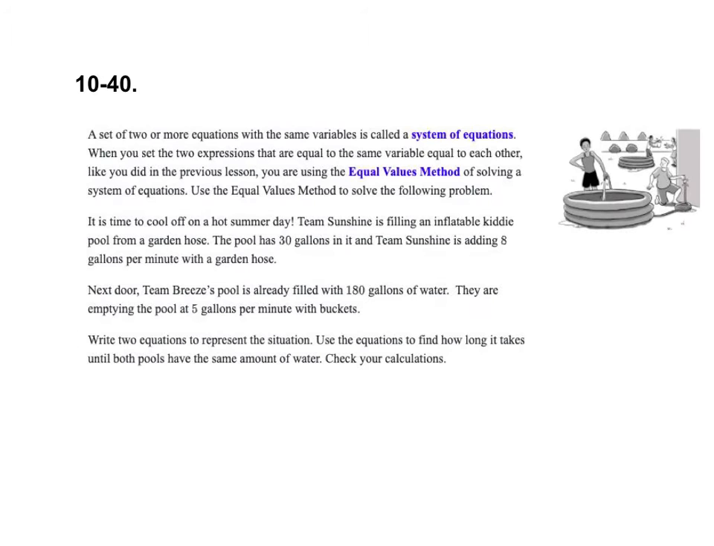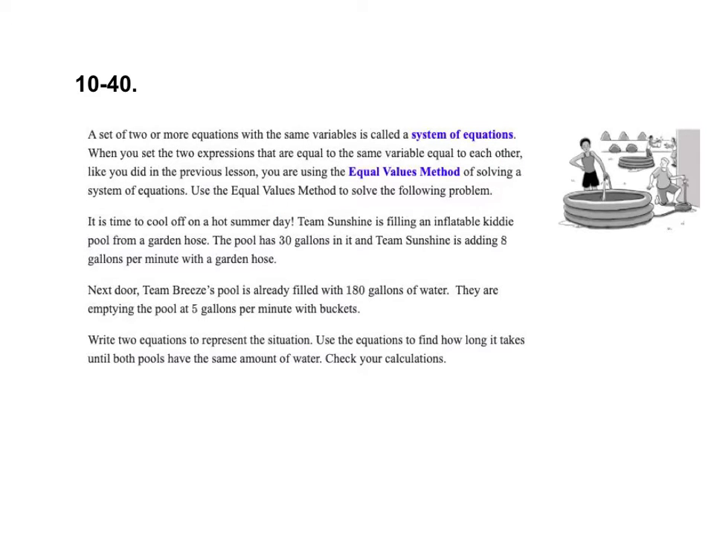All right, so 10-40 says this: a set of two or more equations with the same variables is called a system of equations. When you see a set of two expressions that are equal to the same variable equal to each other, like you did in the previous lesson, you're using the equal values method of solving them. So you're basically just going to take two equations and set them equal to each other.